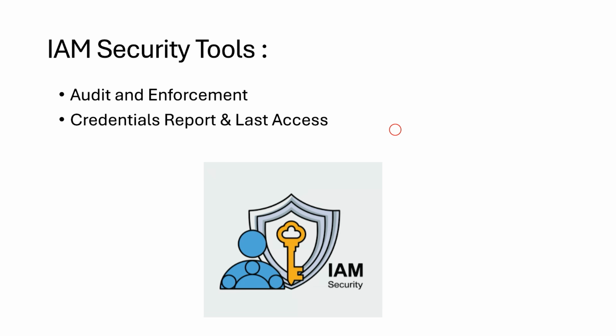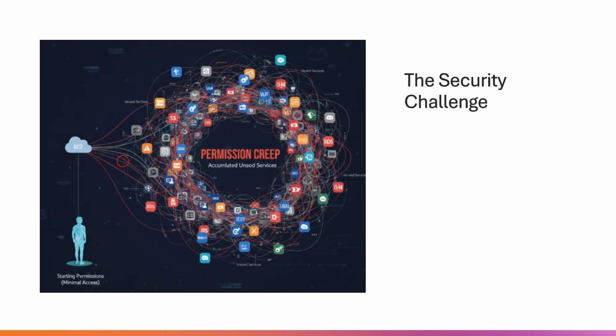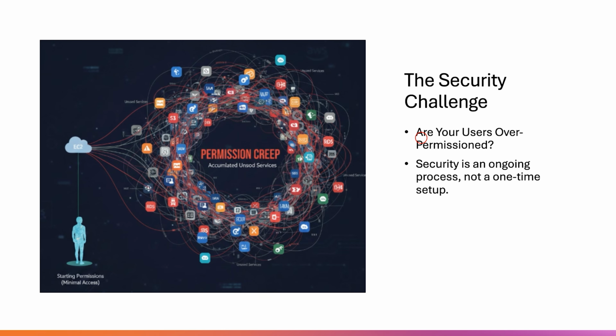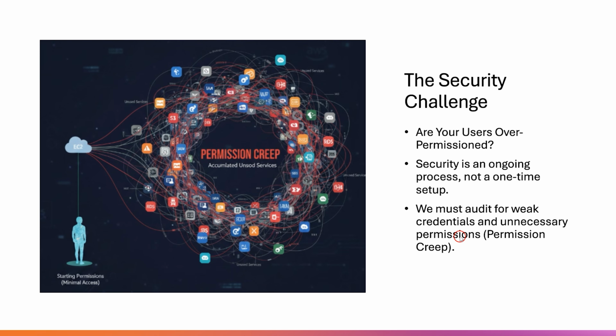The first question is: are my users' credentials secure and compliant? For that, you use this credential report. And the second one is: are my users over-provisioned? To solve this question, we'll use the last access feature in AWS. Security is an ongoing process, not a one-time setup, and we must audit for weak credentials and unnecessary permissions. That is called permission creep.